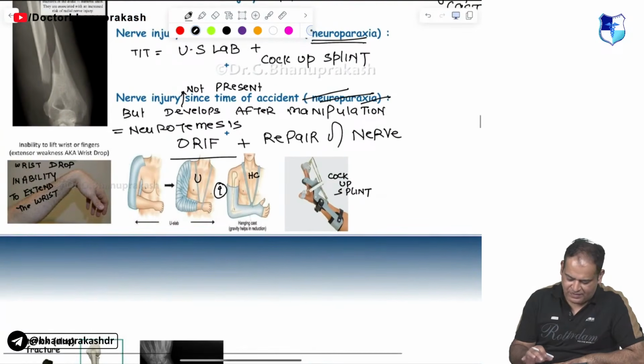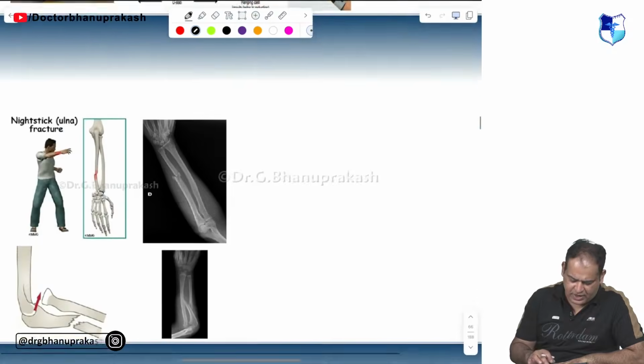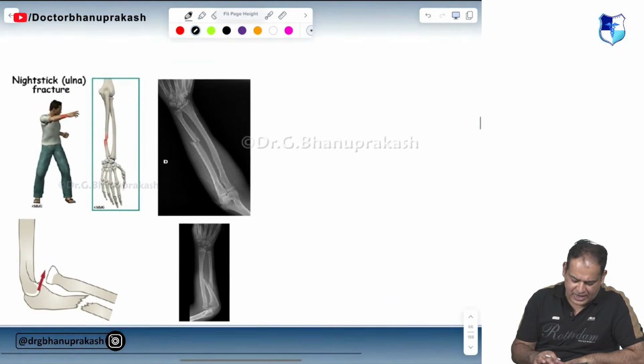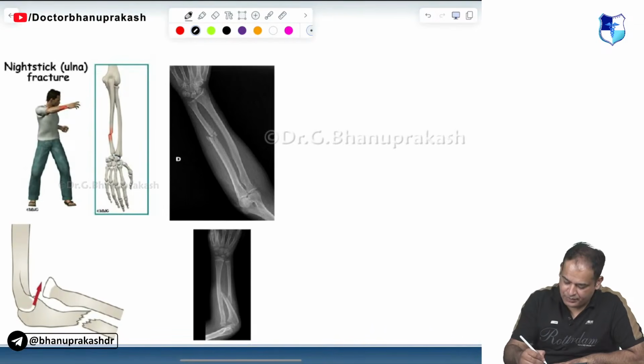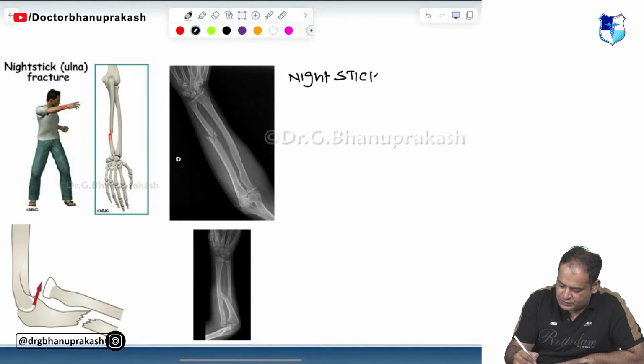The clavicle fracture surgery is very rarely indicated. Even in elderly people, clavicle fracture will automatically heal. So in the first image, what do you get to see? You get to see nightstick fracture. Nightstick fracture is isolated fracture of ulna.